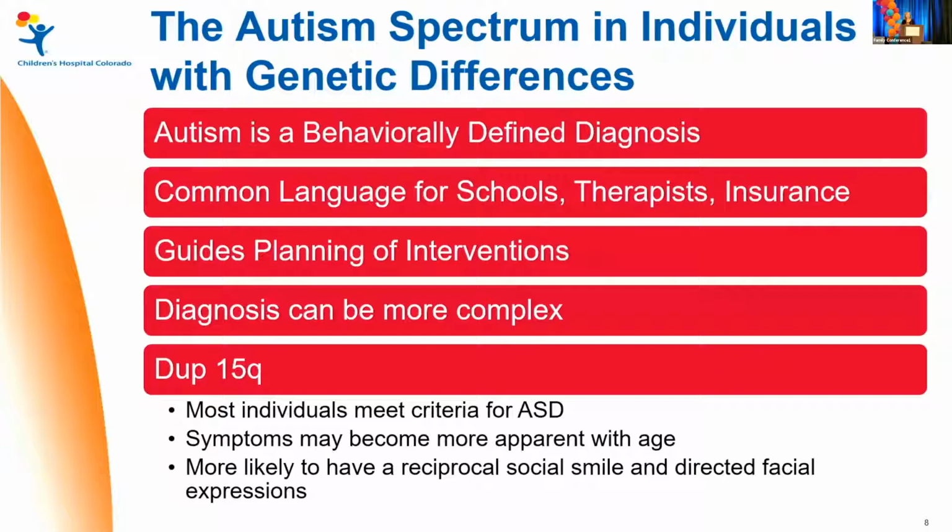What we usually do then is have a conversation with the family and say, it's not clear cut. We feel like your child has enough of the symptoms that this diagnosis would be helpful, because it provides a common language around what kind of therapies and interventions you may need. It helps schools, therapists and the insurance company have a common language to describe the things that your child needs.